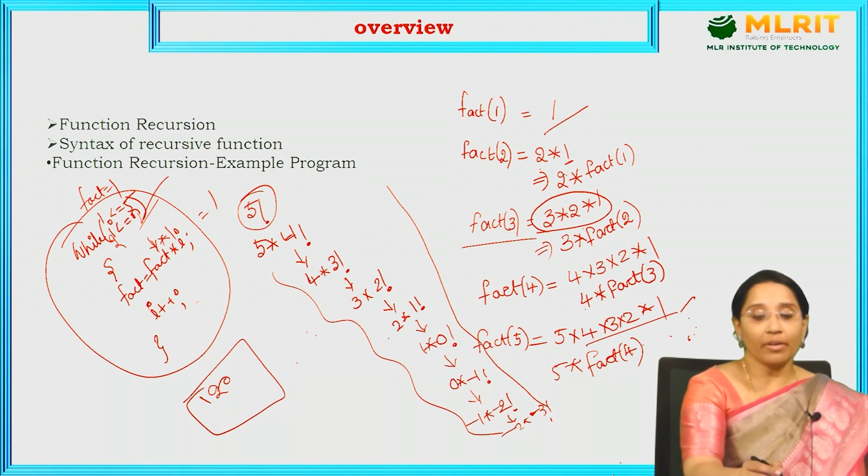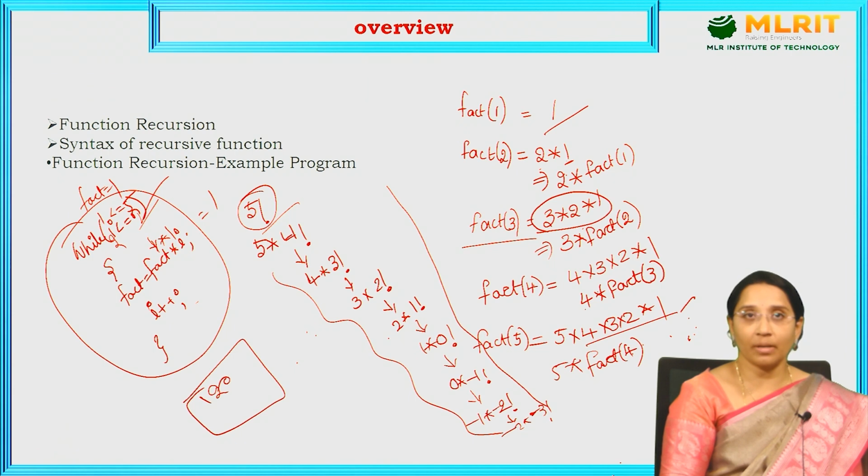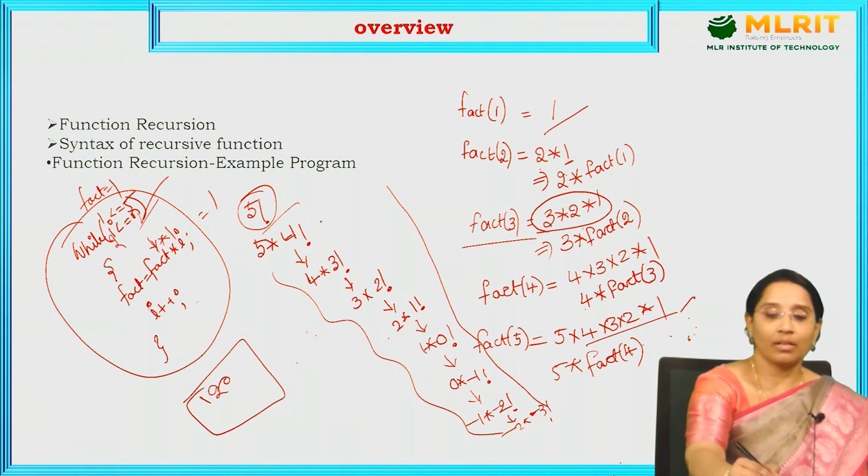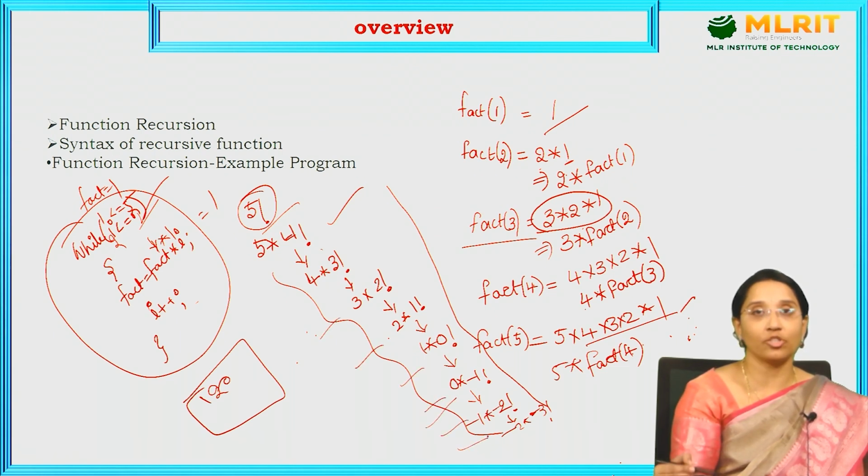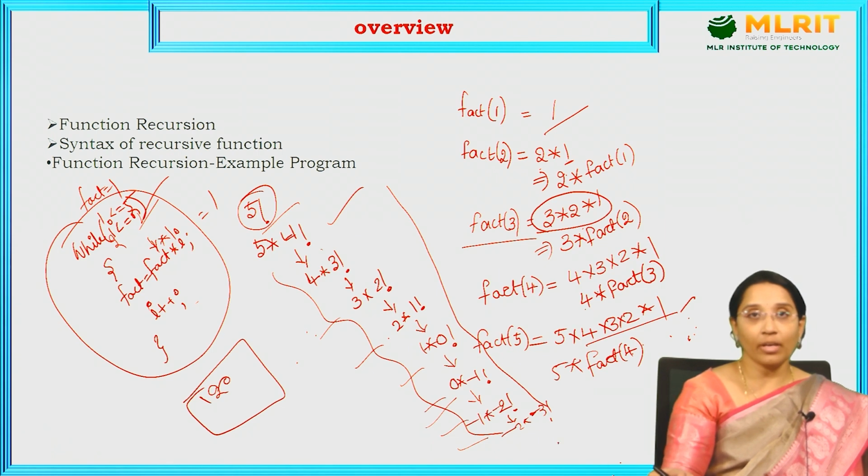If you are dividing the larger problem into smaller sub problems, see, 5 factorial was divided like this: 5 into 4 factorial you can write. 4 factorial is 4 into 3 factorial. In this example, we have not given any termination condition so that it is going in an infinite loop.